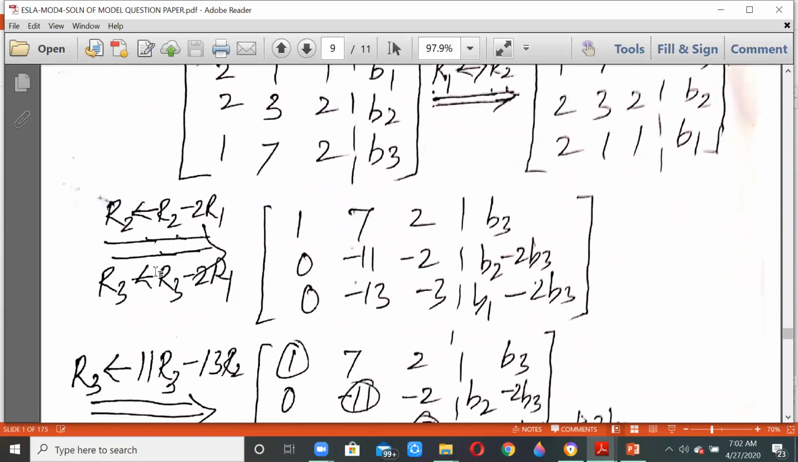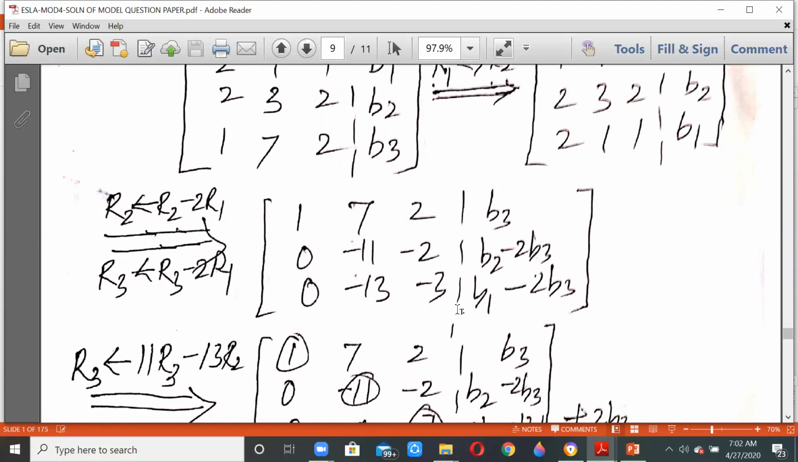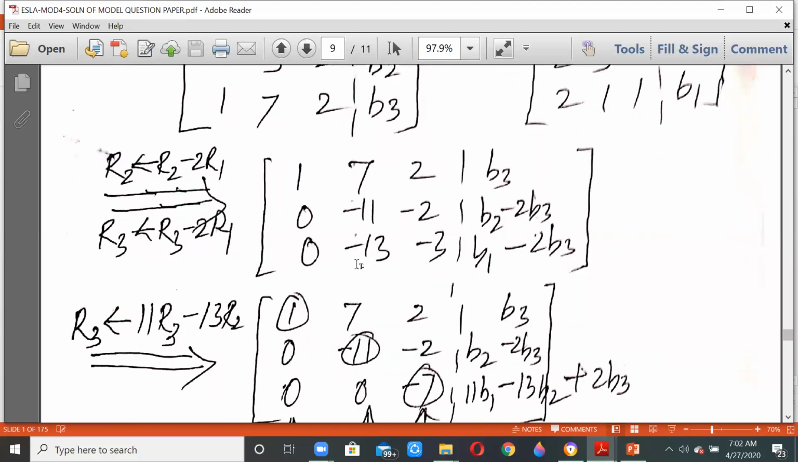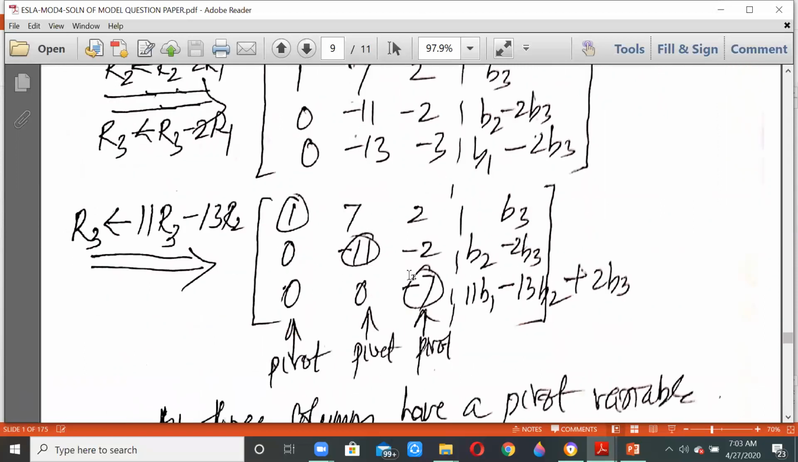Then we try to solve this so that the second element over here becomes 0 and this also becomes 0. So for that we need to write R2 minus 2R1 goes to R2 and R3 minus 2R1 goes to R3. Then we'll get this, and this also can be solved. After that, this should be made 0. To make this 0, we should write R3 replaced by 11R3 minus 13R2. Therefore, this will become 0, and in turn this will become minus 7.